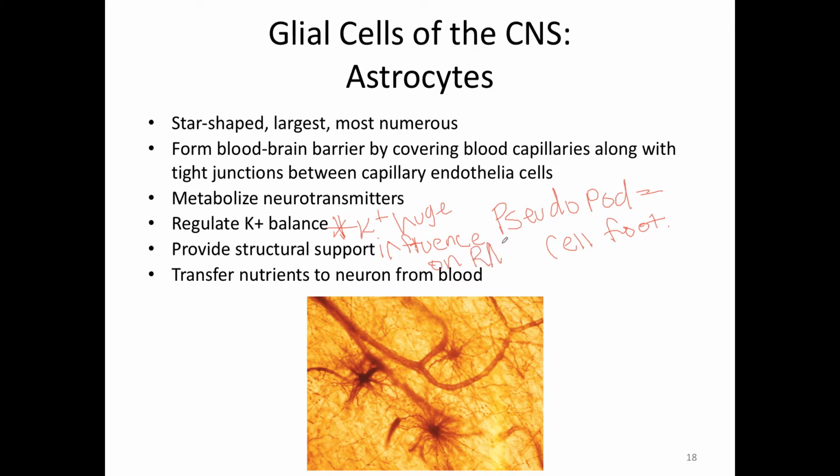I'm going to abbreviate this RMP. They provide structural support as well, so they can brace neurons away from each other, and they transfer nutrients to the neuron from the blood. So it's another layer of protection. Because neurons are really greedy for glucose and nutrients, but the delivery system, the blood, is a potential source of hazard for the tissue. So you kind of split the difference by having astrocytes be the gateway.